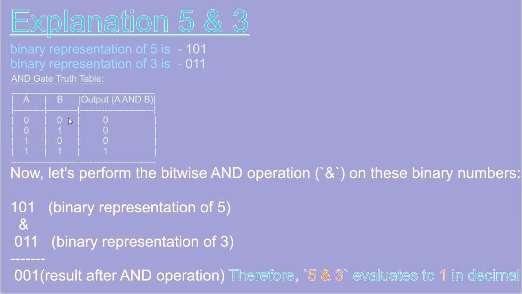Look here, 0, 0 as 0 output, 0, 1 as 0, and 1, 0 as 0, 1, 1 as 1 as output. Now, let's perform the bitwise AND operation on these binary numbers. Now look here, 101 is the binary representation of 5, and 011 is the binary representation of 3. Now we calculate, 1 AND 0 equals 0, 0 AND 1 equals 0, and 1 AND 1 equals 1.